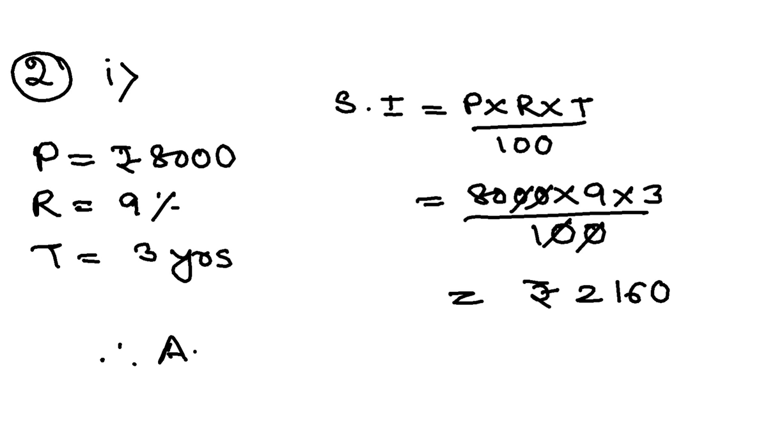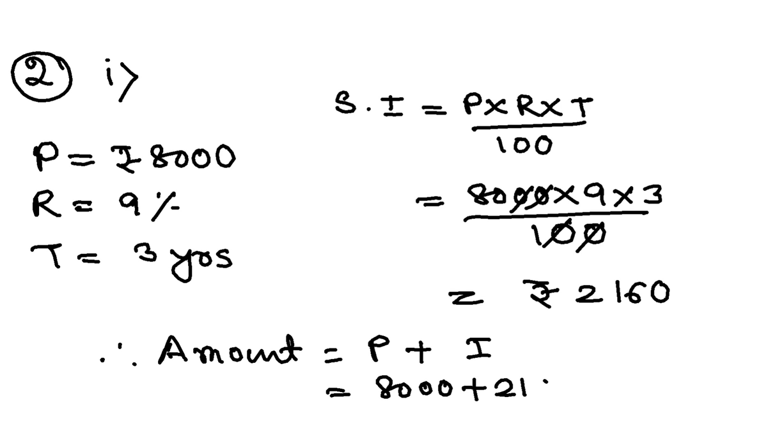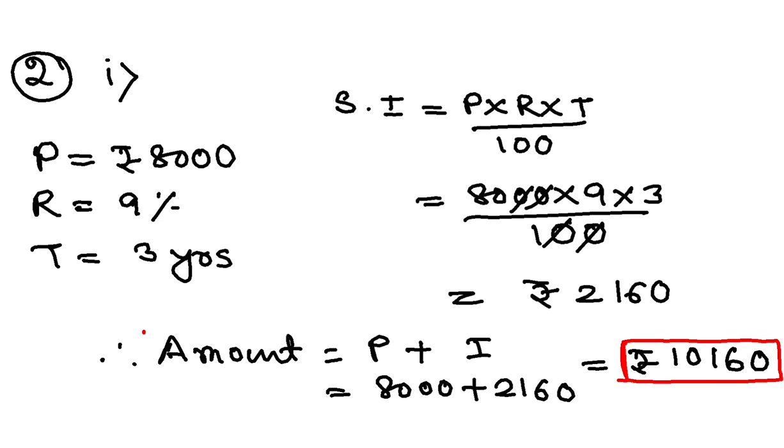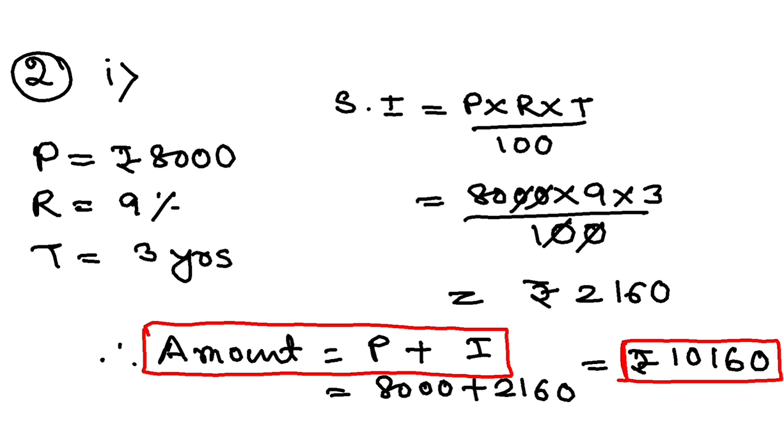So now I have to find the amount. Amount is principal plus the interest. My principal was 8,000. My interest is 2160. If I add them, my final amount will be 10,160. This formula is important. Amount is always principal plus interest. All right, this is question number 2.